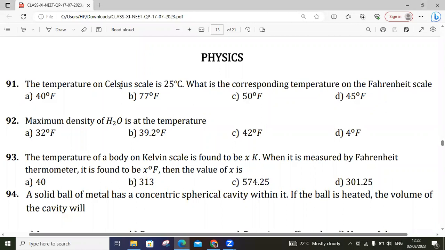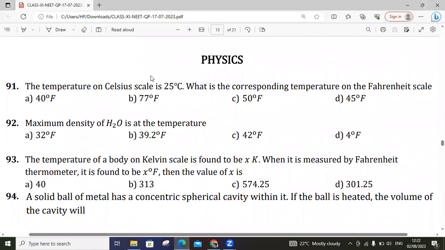This is your NEET physics paper dated 17th July. So in this, we'll go for the first question. What is the first question?